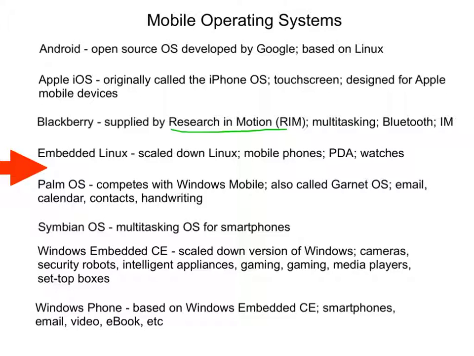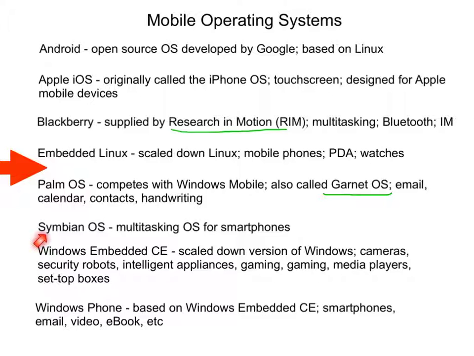Next, we're moving on to the Palm operating system. It's competitive with Windows Mobile. It's also called the Garnet operating system. And it has a lot of common built-in applications like the address book, calculator, calendar, contacts. It also includes handwriting recognition software.